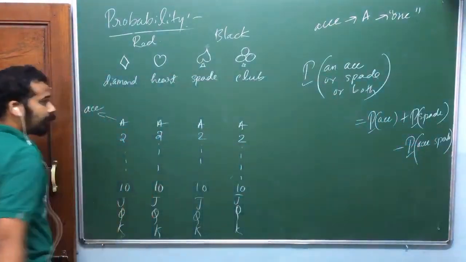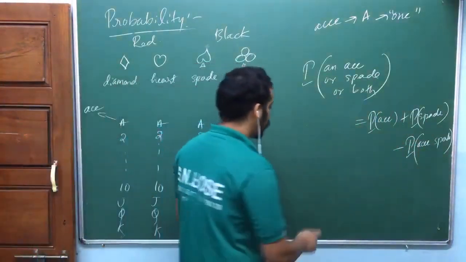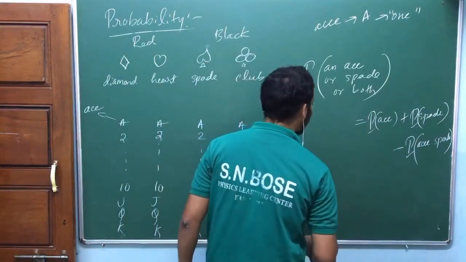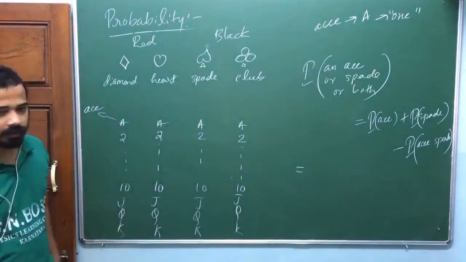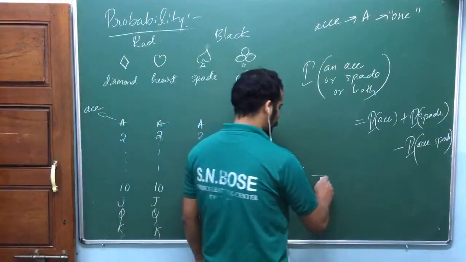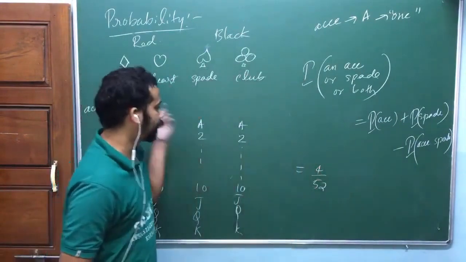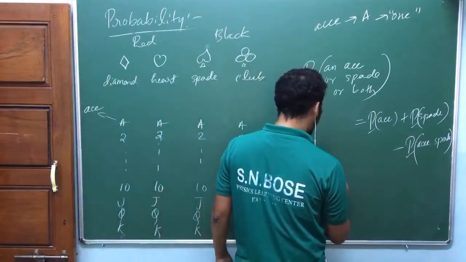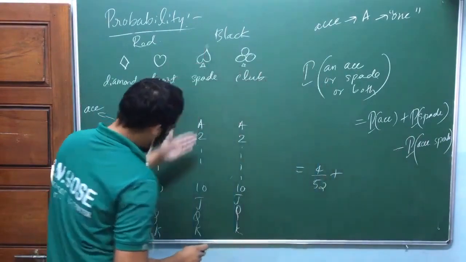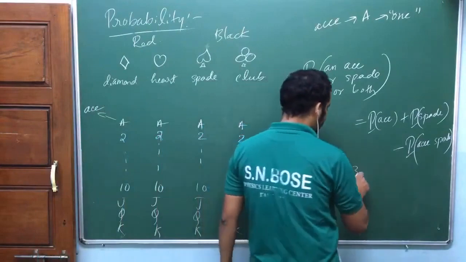Now in this problem you will understand what happens if we are not subtracting. What is the probability of getting an ace? How many aces are there in the 52 cards? 4 aces are there, am I right? 1, 2, 3, 4 of different types. Okay. So how many spades are there? 13 spades are there, am I right?